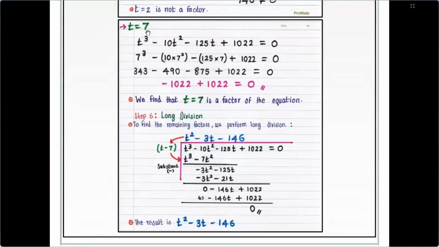So let's move on to t equals 7. So here it will become minus 1022 kilometer plus 1022 kilometer equal to 0. We find that t equals 7 is a factor of the equation. Step 6, long division. To find the remaining factors, we perform long division. After performing long division, we will get the result as t squared minus 3t minus 146.